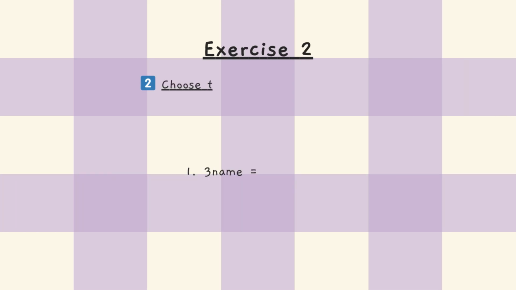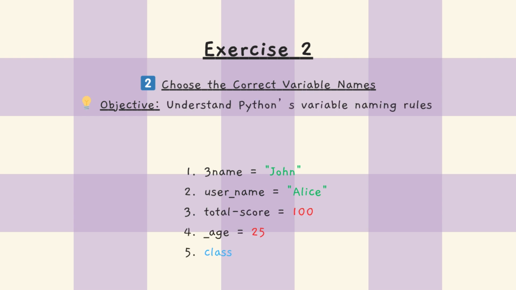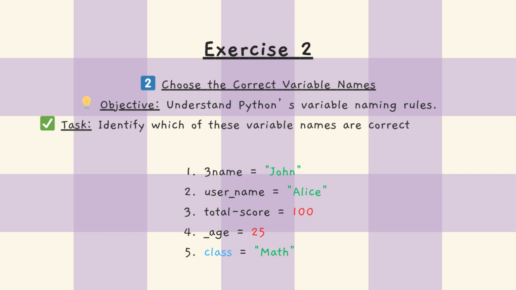Next, let's test your understanding of Python's variable naming rules. Below, you'll see a list of variable names. Some of them follow the rules correctly, while others will cause an error. Your task is to identify which variable names are correct and which ones will cause an error. Think carefully and apply what you've learned about Python's naming rules.